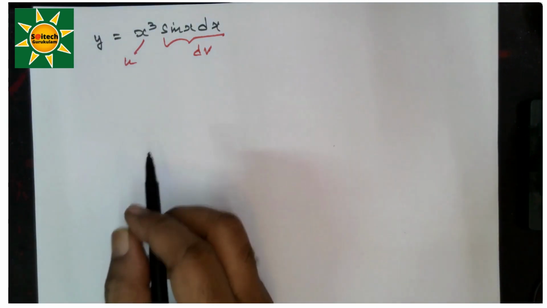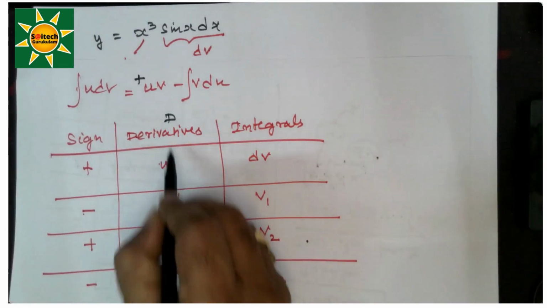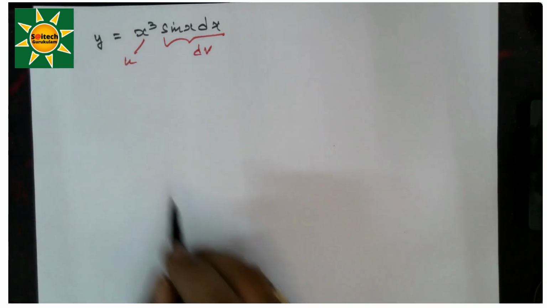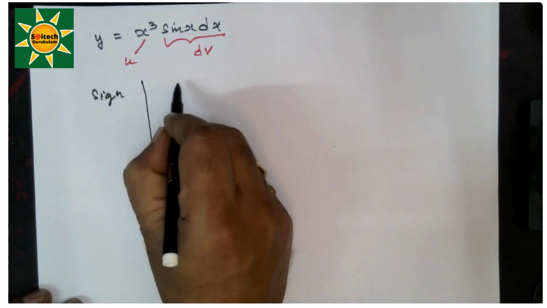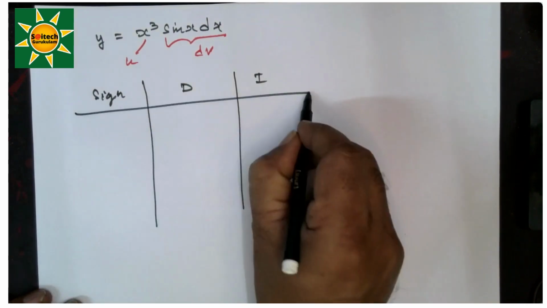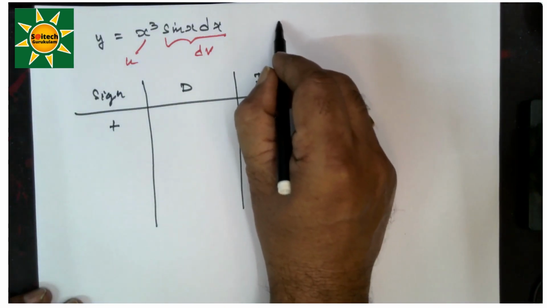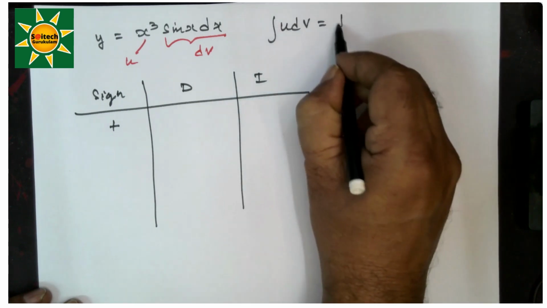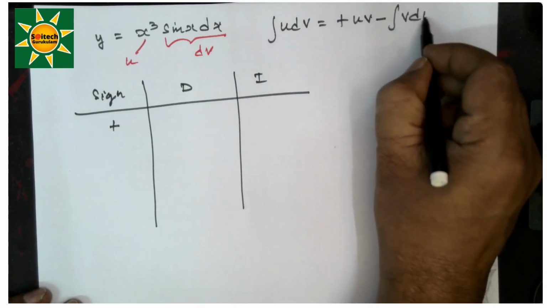Now let us proceed with the DI table. This is differentiation, that is derivative, and this is integration. So let us start with the plus. Sine, and this is differentiation, integration. Start with plus sign, that is plus, and what is the formula? That is integral u dv is equal to plus uv minus integral v du.